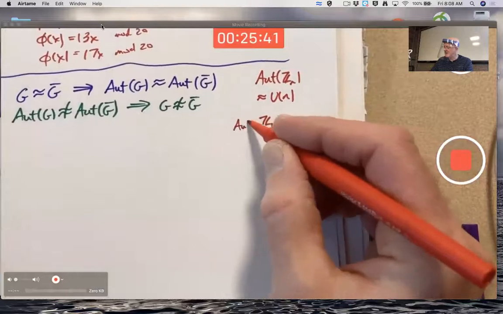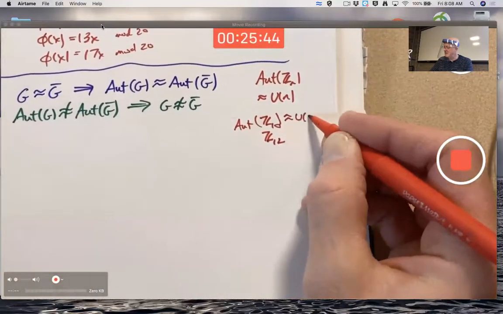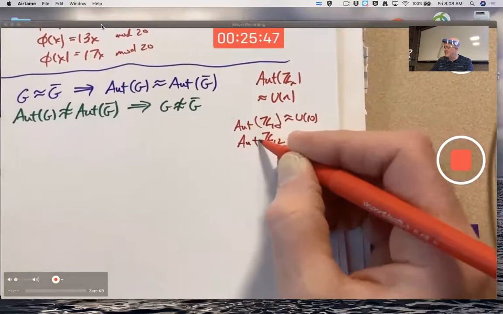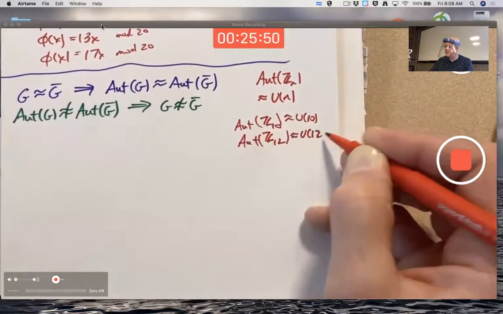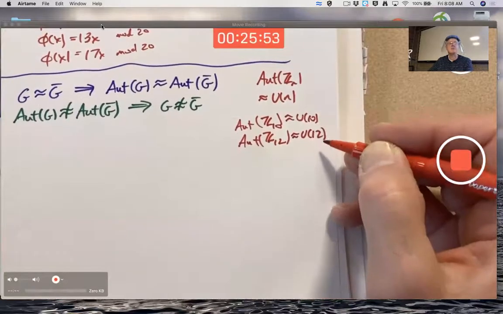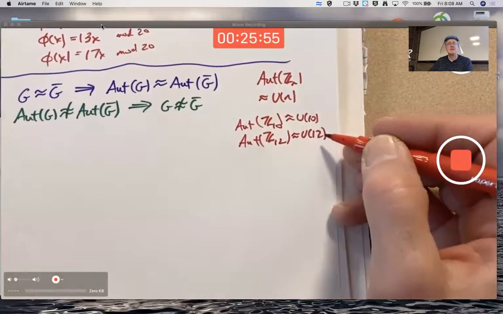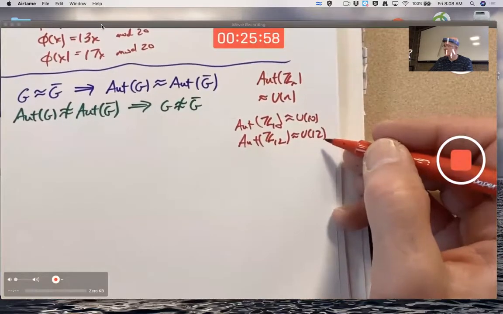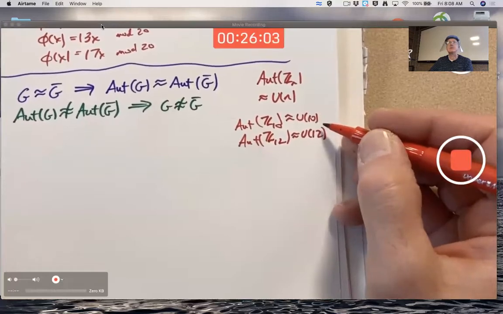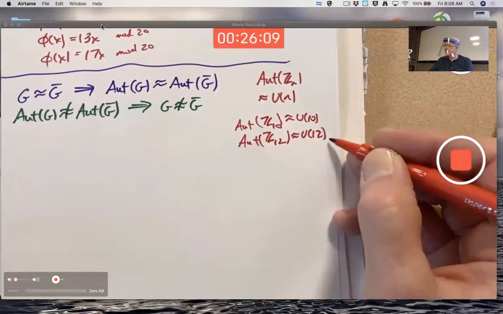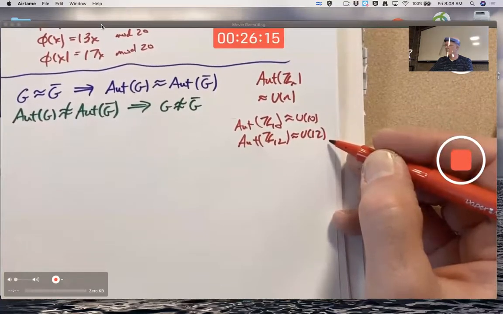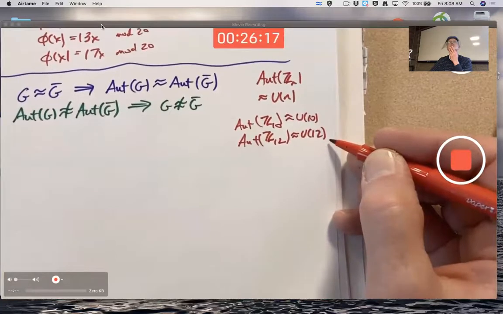Because Aut of Z10 is isomorphic to U10, and Aut of Z12 is isomorphic to U12. And if I recall correctly, I believe both of these are isomorphic to each other. They are different groups, but they're isomorphic. They're both cyclic, I believe. Think about that. For example, is 3 a generator in U10? Yes, it is. Is 5 a generator in U12? 5 times 5 is 25. No, it's not. Is 7 a generator? No, it's not.